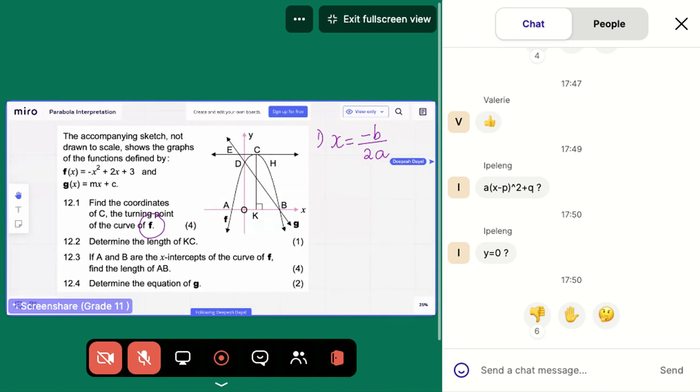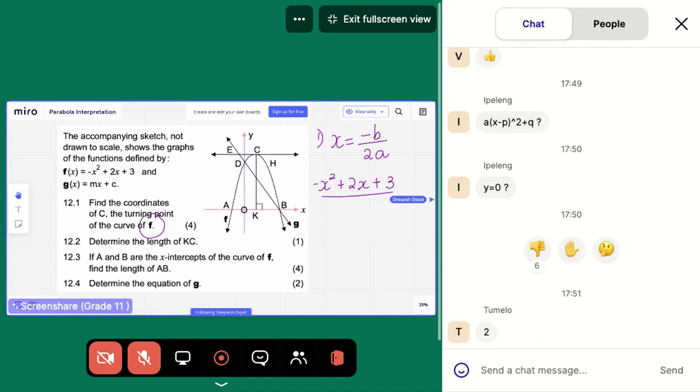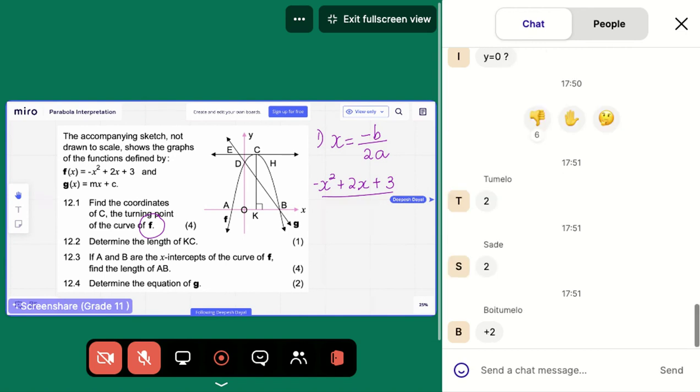And we're going to now look at our original equation. So let's write our equation down. Minus x squared plus 2x plus 3. So if we've got this equation, minus x squared plus 2x plus 3, what is the value of b? Just type it in. What is the value of b in this equation? Yes, 2, correct, 2.